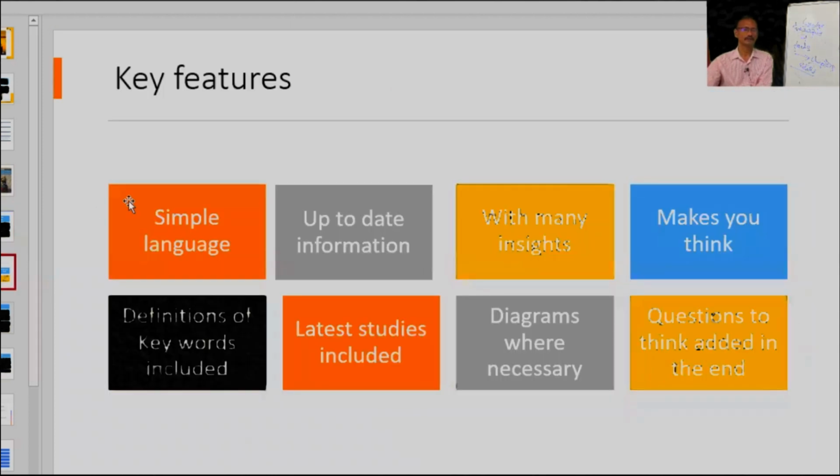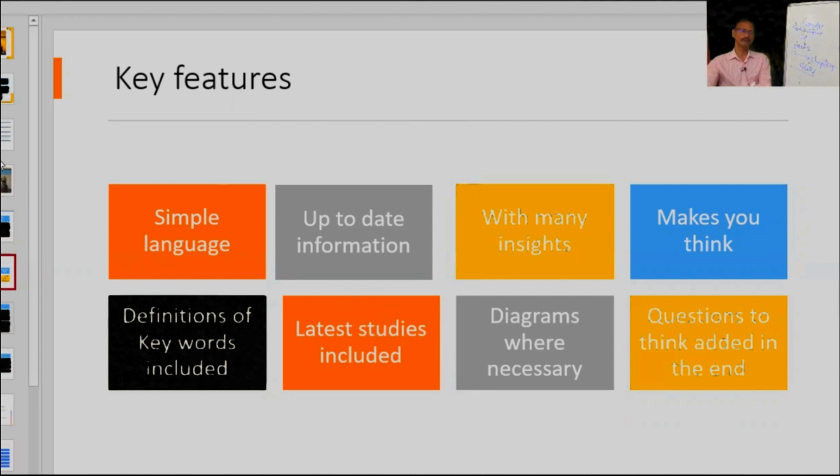And the key features of this book: simple language, that's one. Simple language is partly because this is based on my transcripts. Up-to-date information: this was released only in 2020. And at many places there are insights that make you think. At the end of each chapter, I defined keywords. This I learned from Ember and Ember, who takes certain keywords and defines them. So this I did. And latest studies are included.